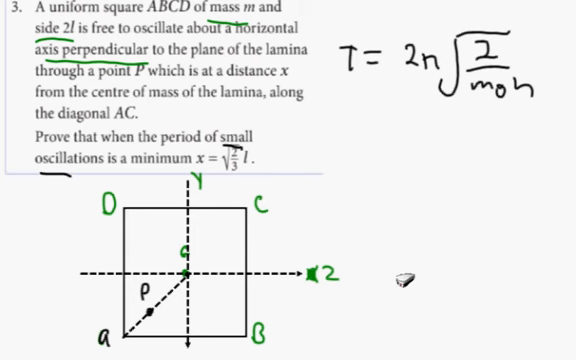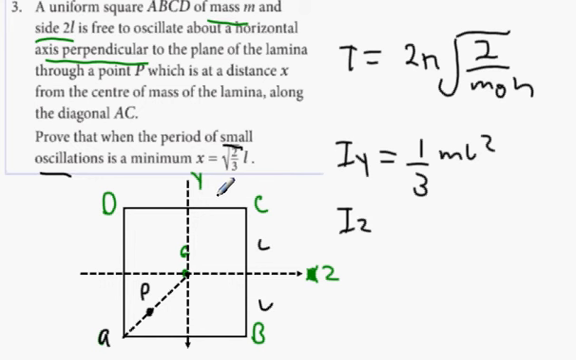For IY, the moment of inertia about the y-axis when it's going through its center, there's a proof for that. It's a third ml squared. It's the second proof we did. IZ, which is another axis, remember they're all lengths L either side, is also going to be a third ml squared.